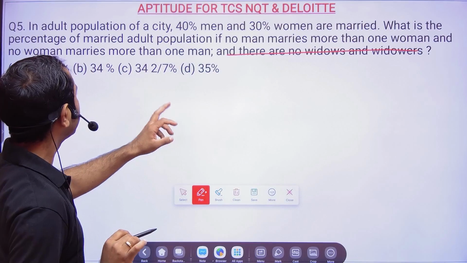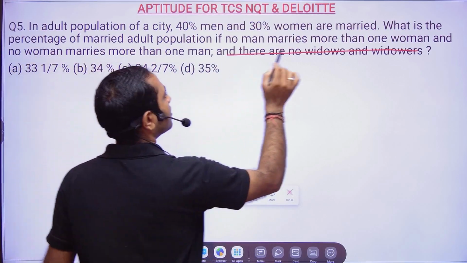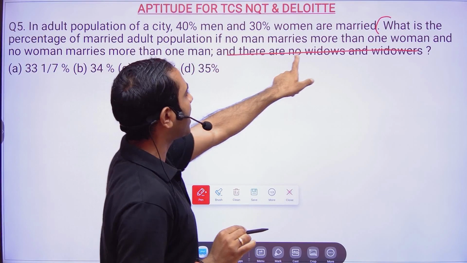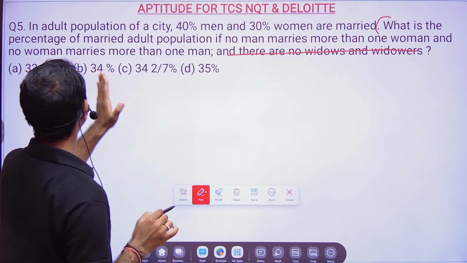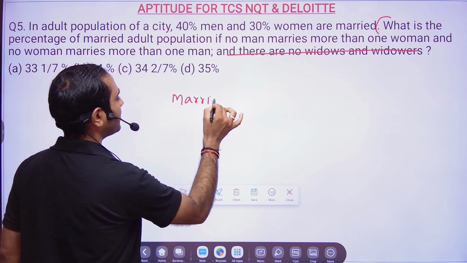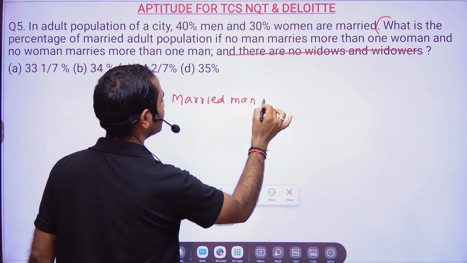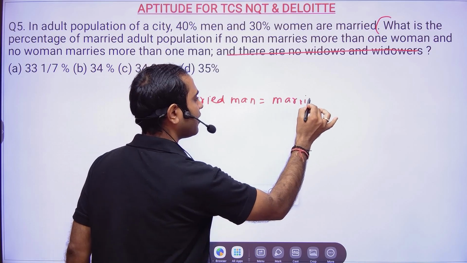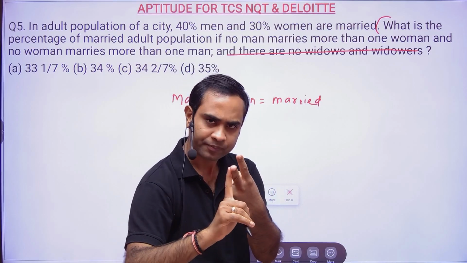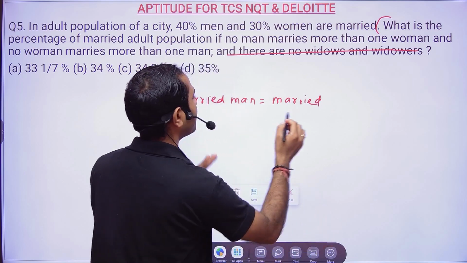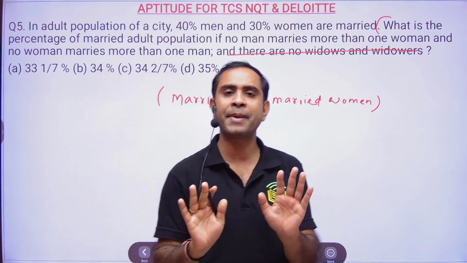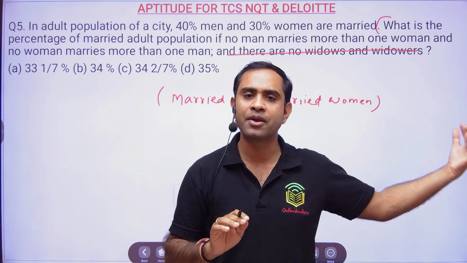And this line is very, very important. What is the percentage of married adult population if no man marries more than one woman and no woman marries more than one man? So I can say married men equals married women, right? Because whoever is a married adult has married only one person of the opposite sex. That means married men and married women are equal in number. So if 40 men are married, then these 40 men are married to 40 women.